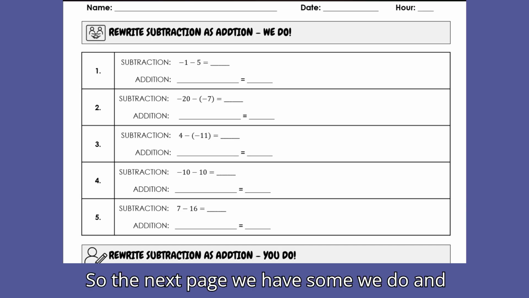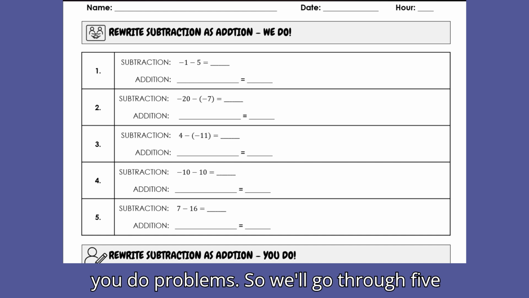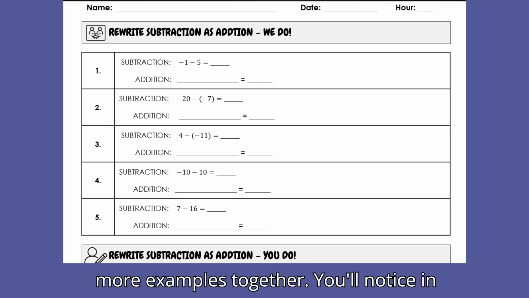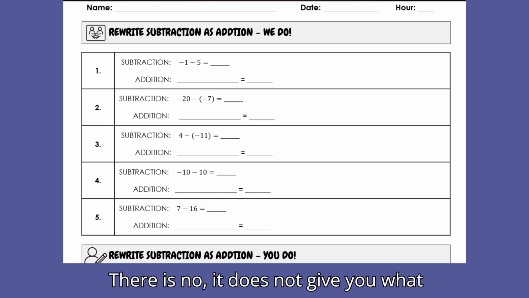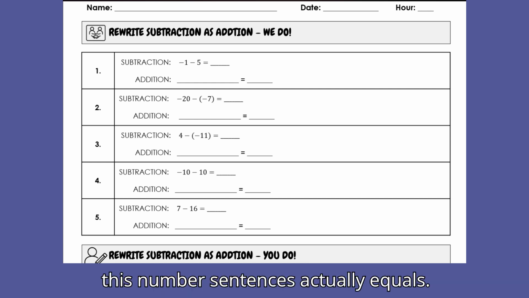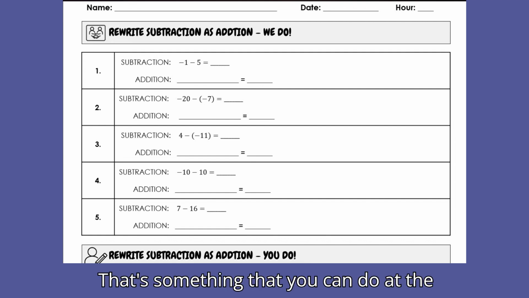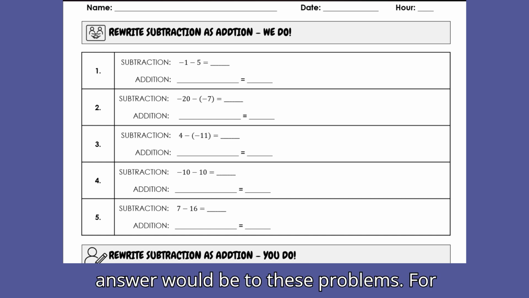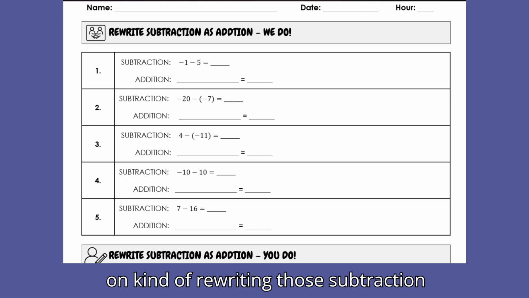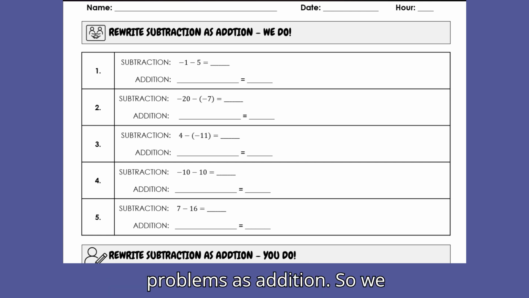So on the next page, we have some we do and you do problems. So we'll go through 5 more examples together. You'll notice in these examples, they don't have an answer. It does not give you what this number sentence actually equals. That's something that you can do at the end. If you have extra time, you could use number lines, or you can use your own mental math to try to figure out what the answer would be to these problems. For today's lesson, we're just going to focus on kind of rewriting those subtraction problems as addition.